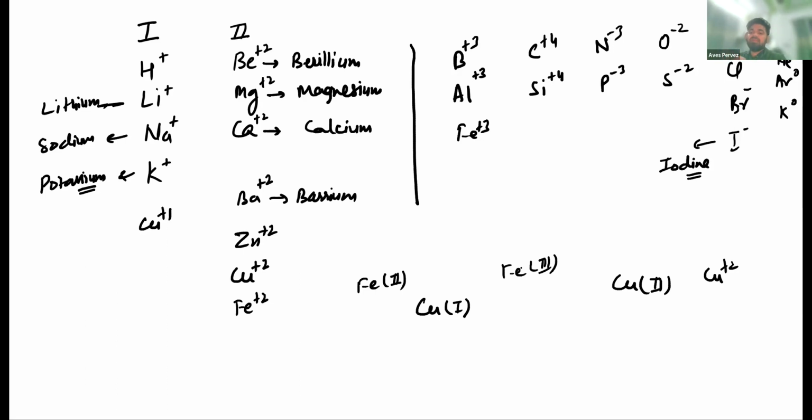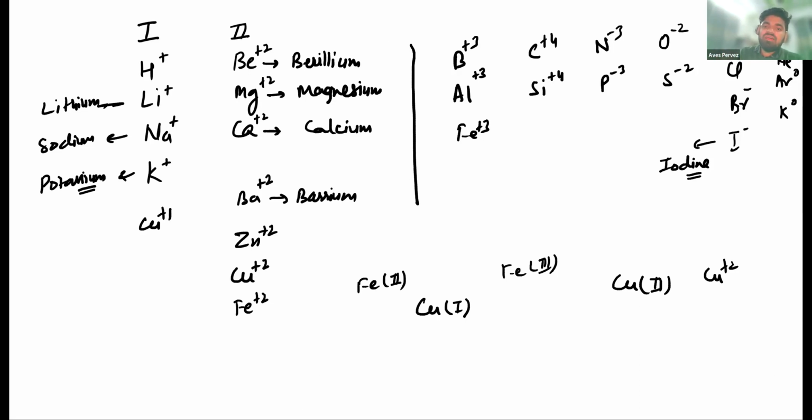Got it? Like, sir, what is the nitrate ion? Al positive 3, Al has aluminium, Al positive 3. Done? Yes, sir. Okay, so these are the important formulas that we have to learn.